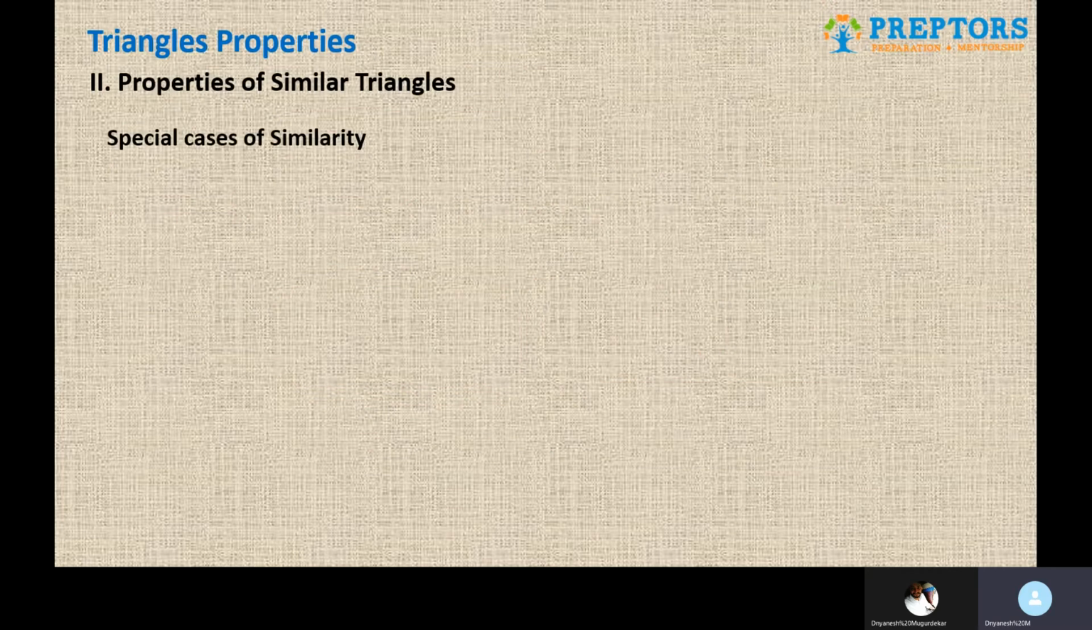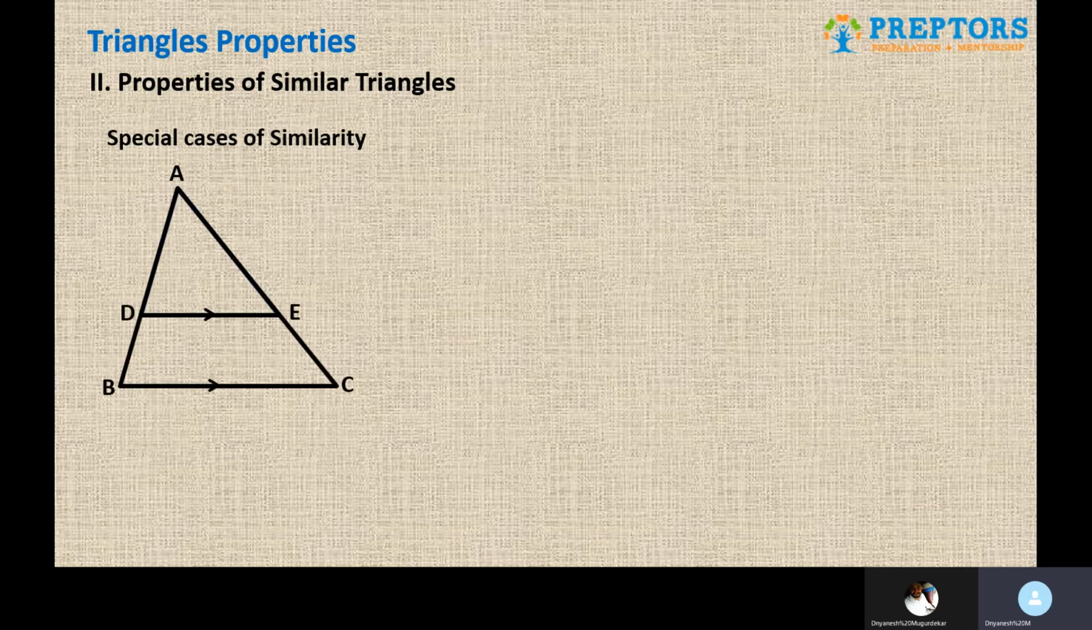Then some more properties of similarity, some special cases of similarity, three cases to be specific, we are going to see. One of them is a very, very common figure that you will keep on seeing. So here you can clearly see that there is a line DE which is parallel to the third side of the triangle, which is BC. Now, if such is the case, we are going to prove two triangles similar, the one upper which is ADE and the original which is ABC.